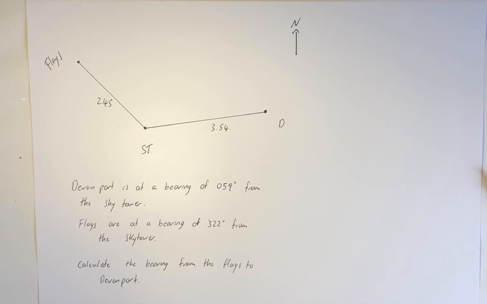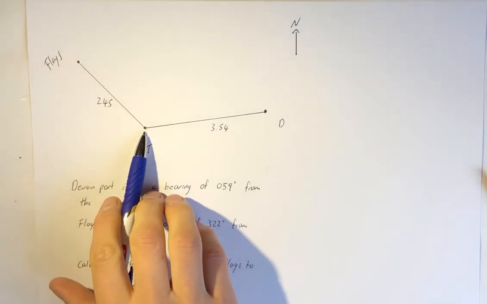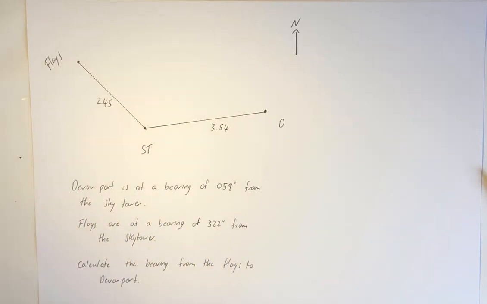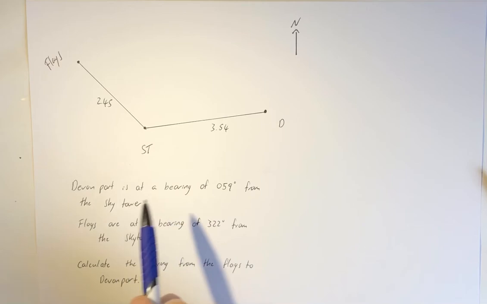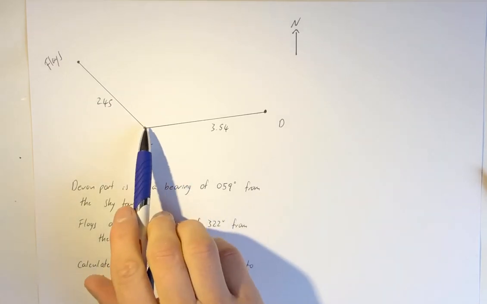So I've just sketched out the bare minimum that I need. I've got the flags up at this point, the Sky Tower here, and Devonport over here. I'm just calling it D. We know Devonport is at a bearing of 59 degrees from the Sky Tower, and the flags are at a bearing of 322 degrees from the Sky Tower. So the Sky Tower is our point of reference.